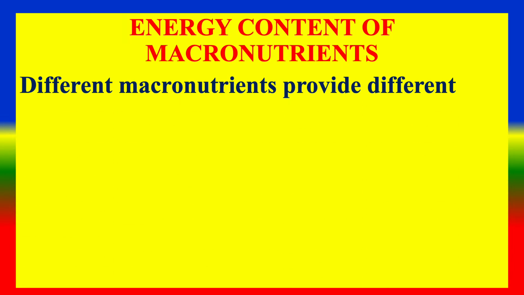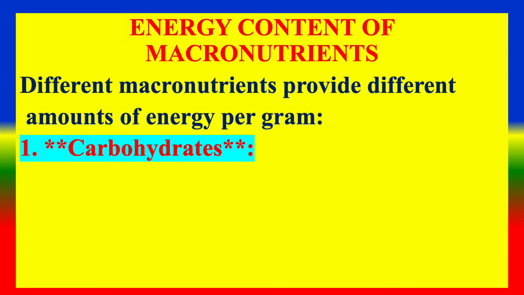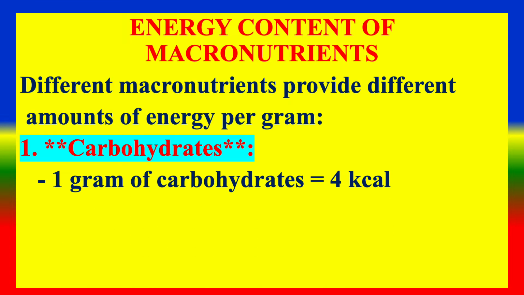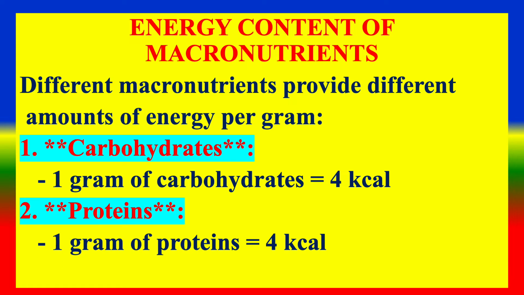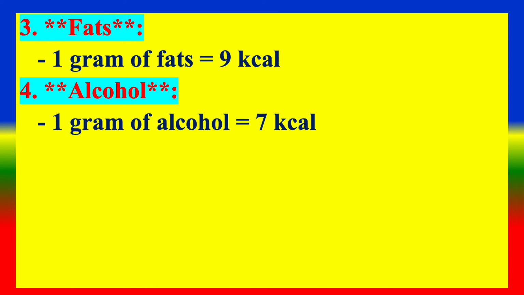Energy contents of macronutrients. Different macronutrients provide different amounts of energy per gram. 1. Carbohydrates: 1 gram of carbohydrate is equal to 4 kilocalories. 2. Proteins: 1 gram of protein is equal to 4 kilocalories. 3. Fats: 1 gram of fat is equal to 9 kilocalories. 4. Alcohol: 1 gram of alcohol is equal to 7 kilocalories.